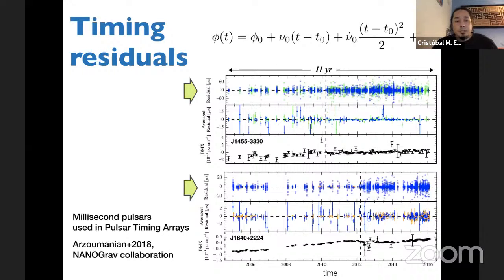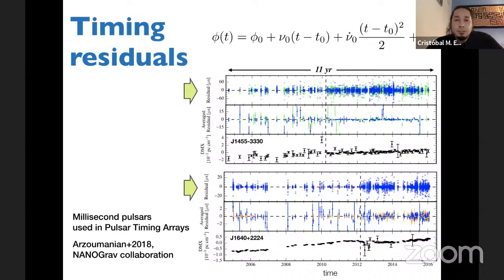These are millisecond pulsars that are used in the pulsar timing arrays. The pulsar timing arrays are collections of pulsars that have been studied with the purpose of detecting gravitational waves that are passing through Earth. So for those purposes, they need very stable pulsars. These are two pulsars from this paper, with some data released in 2018 from the NANOGrav collaboration, which is the North American collaboration for pulsar timing arrays. So just look at the top panels of these plots. These are the timing residuals.